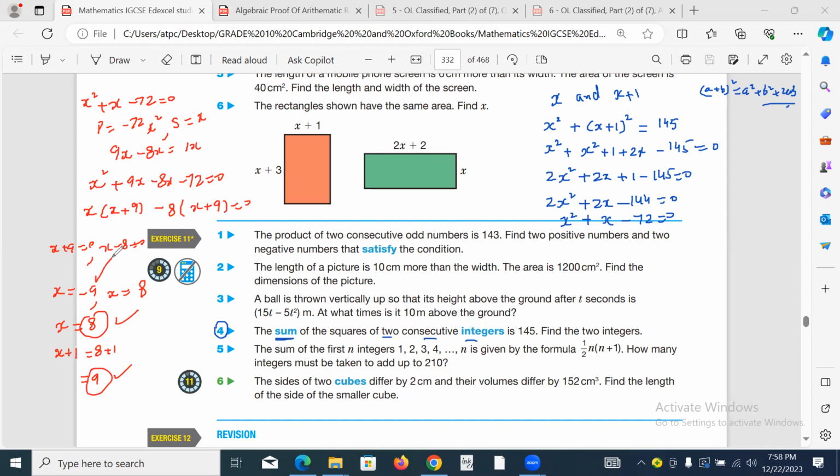So 8 and 9 are the two answers. But if you take negative 9, he wants to find two integers, so that's enough. If you want to write negative, you can choose negative 9, because positive and negative can both be integers. I hope you understand.